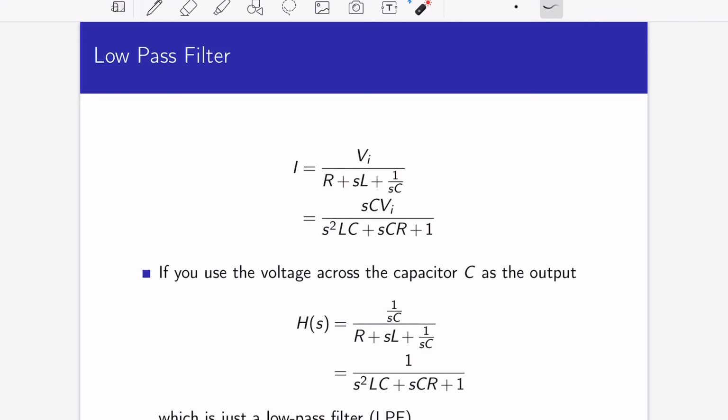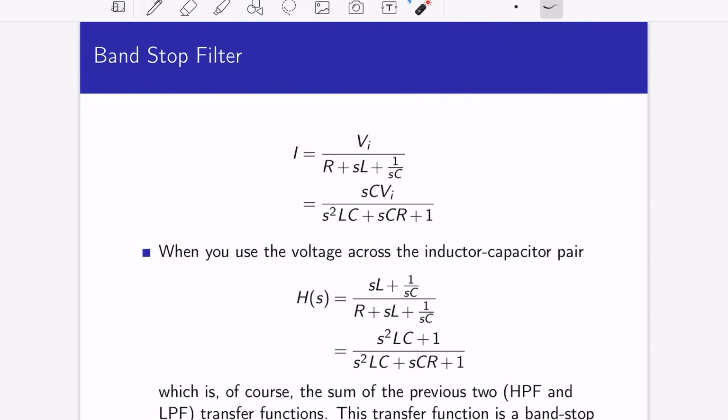And finally, if we use the voltage across the inductor-capacitor pair, we end up with a transfer function SL plus 1 over SC over R plus SL plus 1 over SC, which simplifies to S squared LC plus 1 over S squared LC plus SCR plus 1. This combines a high-pass filter and the low-pass filter transfer functions and gives us a band-stop filter.